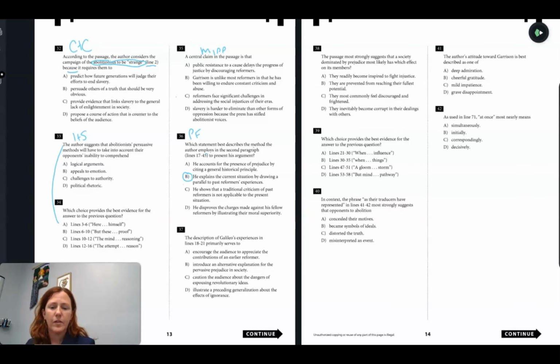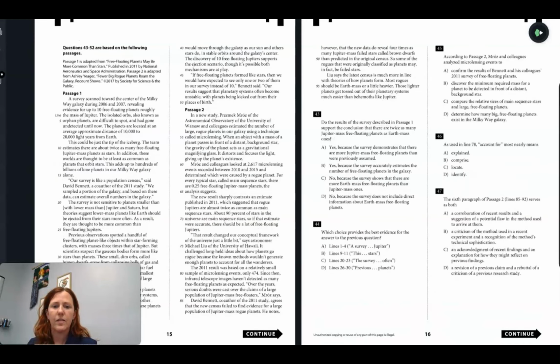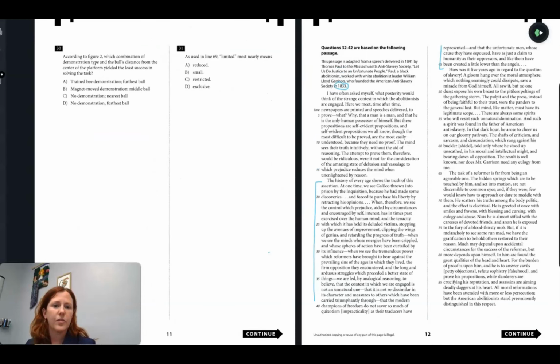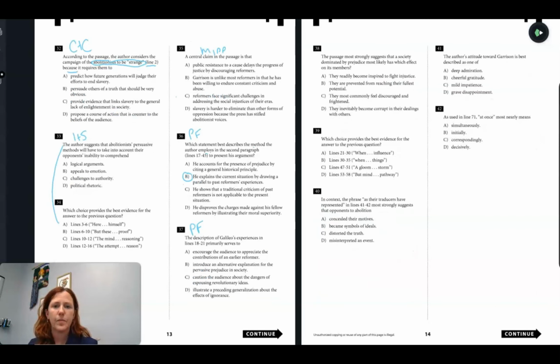37 also has line references and says "primarily serves to." Again, I know that's a purpose function. I can go to line 18 through 21. Wrong page flip, sorry. 18 through 21. And know that I'm looking for this description of Galileo, and so it's like a purpose function within a purpose function. 38, passage strongly suggests. Again, I already know this is an inference question. It does have a COE follow-up, so I can loop those together and worry about them later.